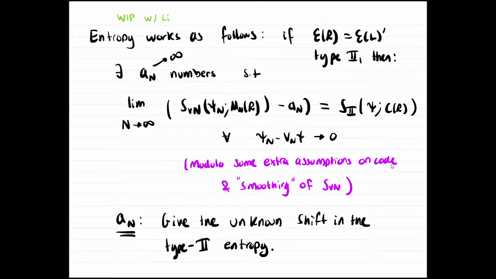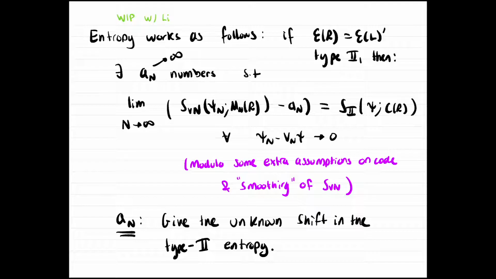The entropy works as follows, as I promised. If we have some maximal reconstruction like this, that satisfies Haag duality, and for simplicity, I'll take these von Neumann algebras to be type II-1, so they have a notion of entropy. Then you can show, under some extra assumptions that I'm not telling you, there's a sequence of numbers that diverges, such that the difference in von Neumann entropies in the finite n microscopic theory minus those numbers limits to the type II entropy.